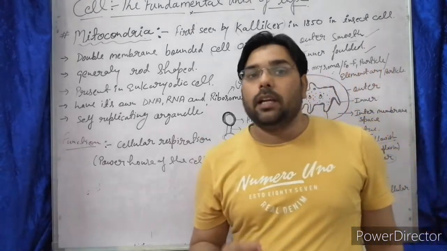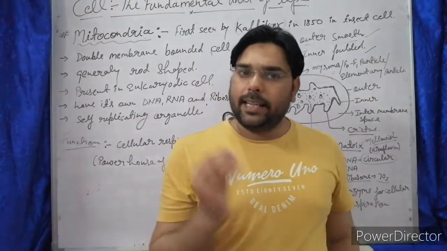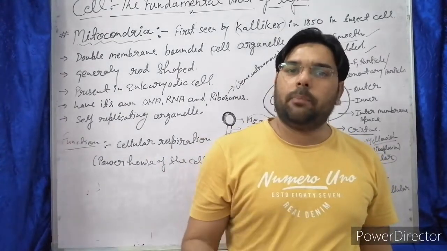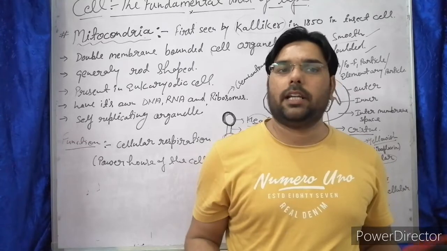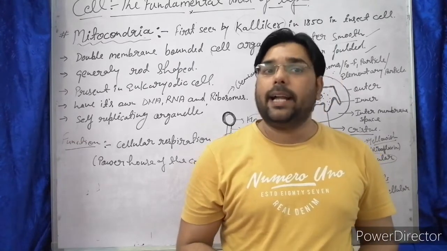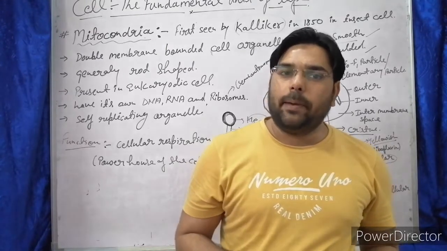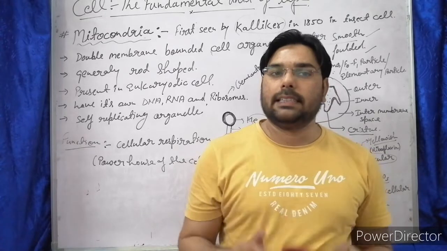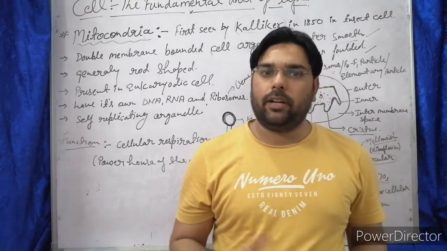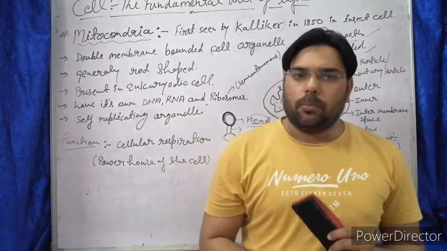What is ATP? ATP is the currency of energy. Whatever we eat goes into the body and breaks down. After cellular respiration, it is converted into ATP, adenosine triphosphate, and that ATP we use for performing our metabolic activities. Means our cell uses that ATP to perform all the metabolic activities like growth and division.